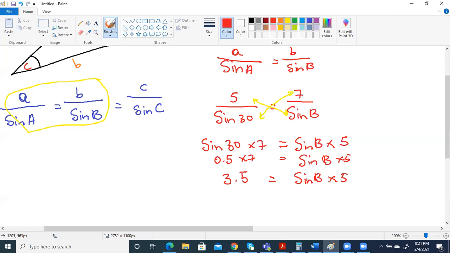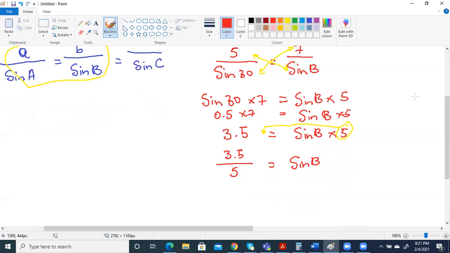So here we are now. We need to get this sine B by itself because the angle B is what we want. So the first step is going to be to remove this 5 that is being multiplied over the equal sign. When we take it across the equal sign, it's going to be divided. So 3.5 divided by 5 is sine B.